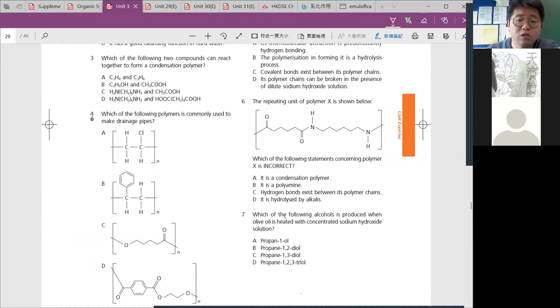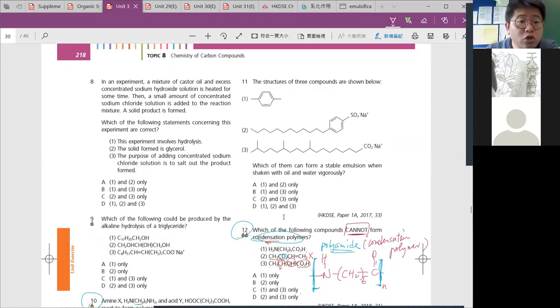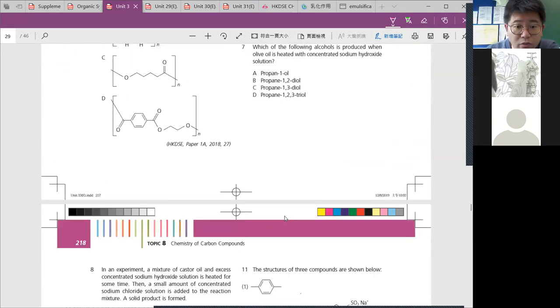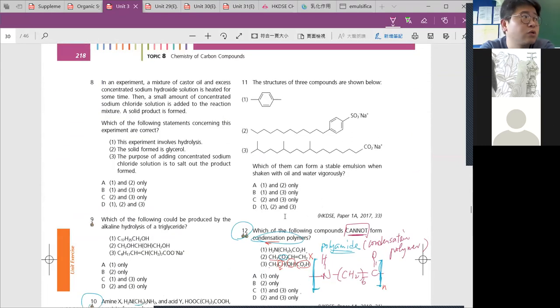Okay, questions? Easy. So shall we take a look at question 8 on your MC 280. In an experiment, a mixture of castor oil and excess concentrated NaOH solution is heated for some time, and then a small amount of NaCl is added to the reaction mixture. Solid product is produced. Which of the following statements concerning this experiment are correct? Take a look at question 8.